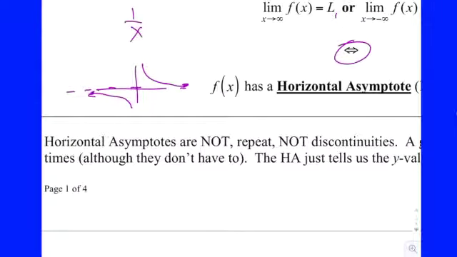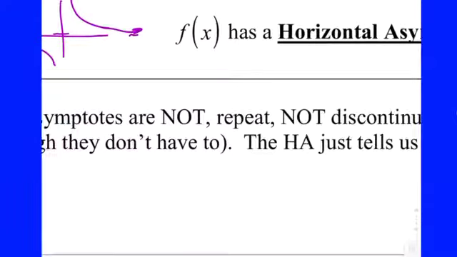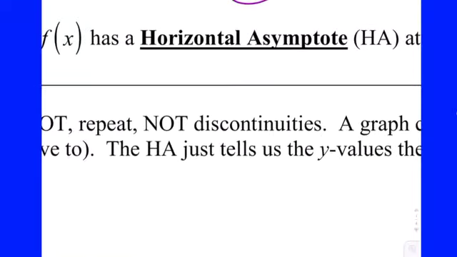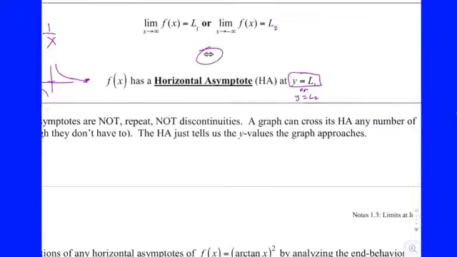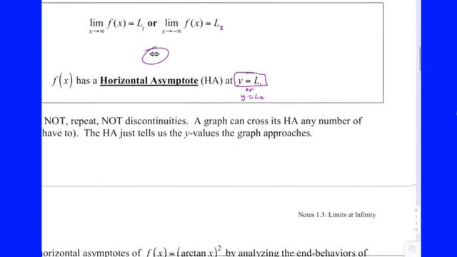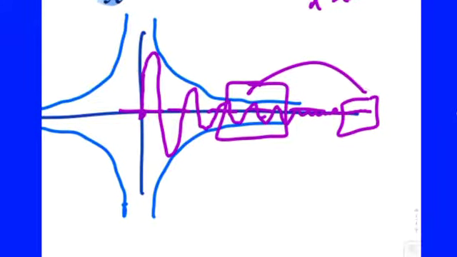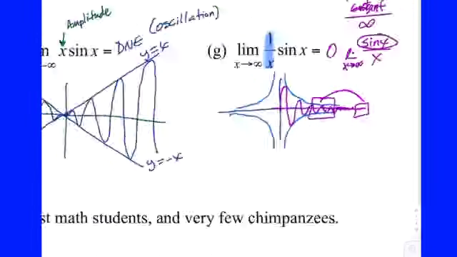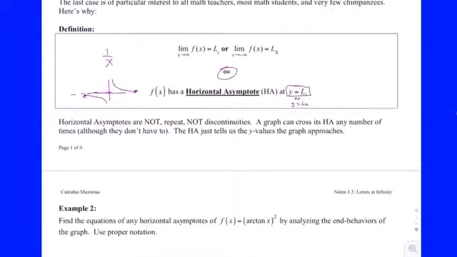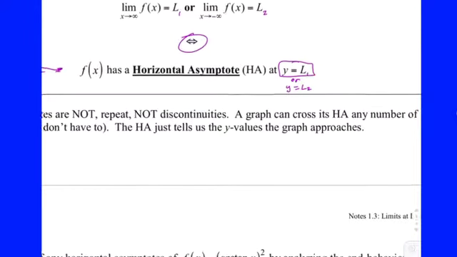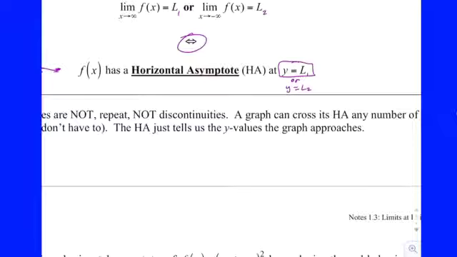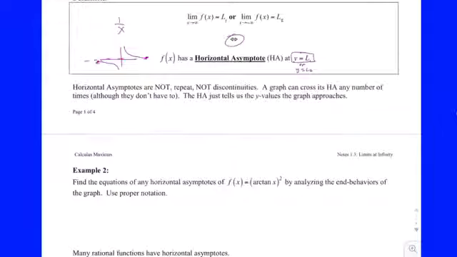Okay? So, again, horizontal asymptotes, as I said before lunch, are not, repeat, not discontinuities, even though they are asymptotes. A graph can cross its horizontal asymptotes any number of times. Here's a good example of one that crosses how many times? Infinitely many times. So I think that's a pretty good example. So the horizontal asymptote just tells us what the y values are approaching, okay? Doesn't ever make the claim that it has to get there. It certainly can, but it only approaches that value.